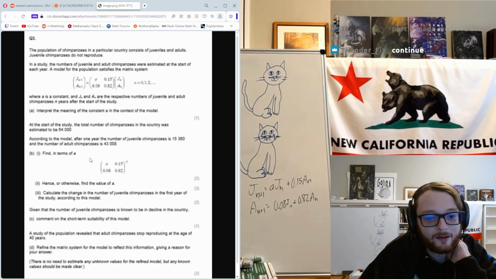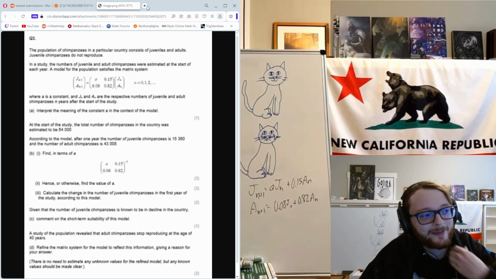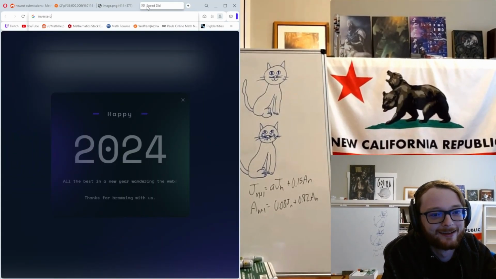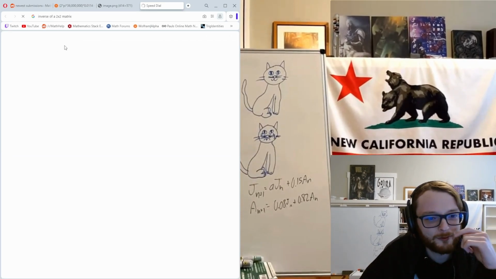Find, in terms of a, the inverse of this matrix. Are we going to need this? I guess we will need it. Now I remember how you find the inverse of a 2x2 matrix. It's 1 over the determinant and you switch the corners or something like that.